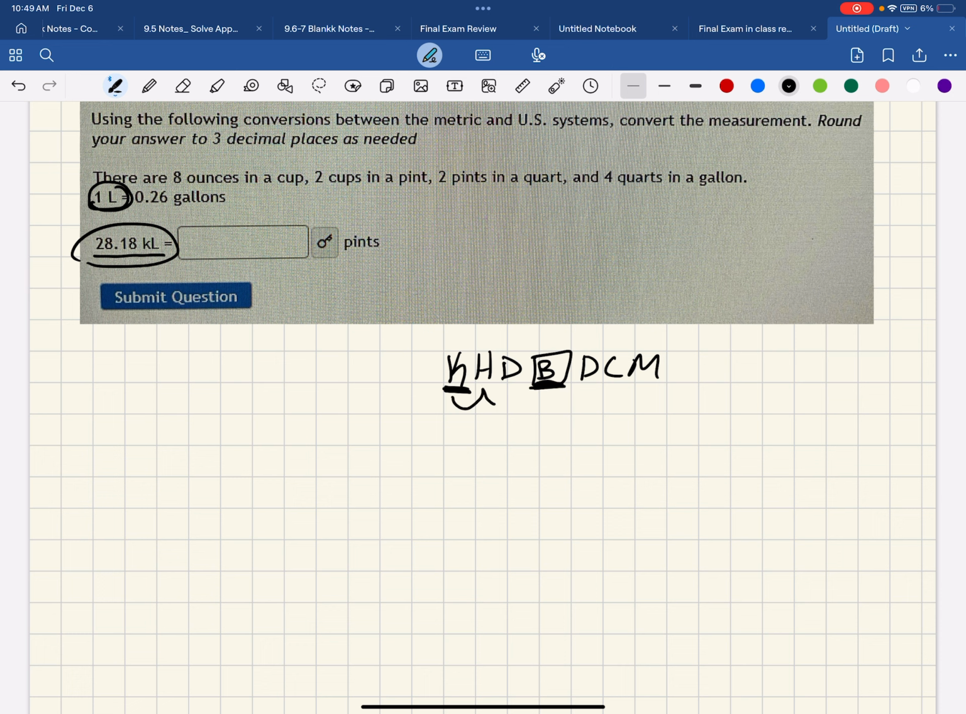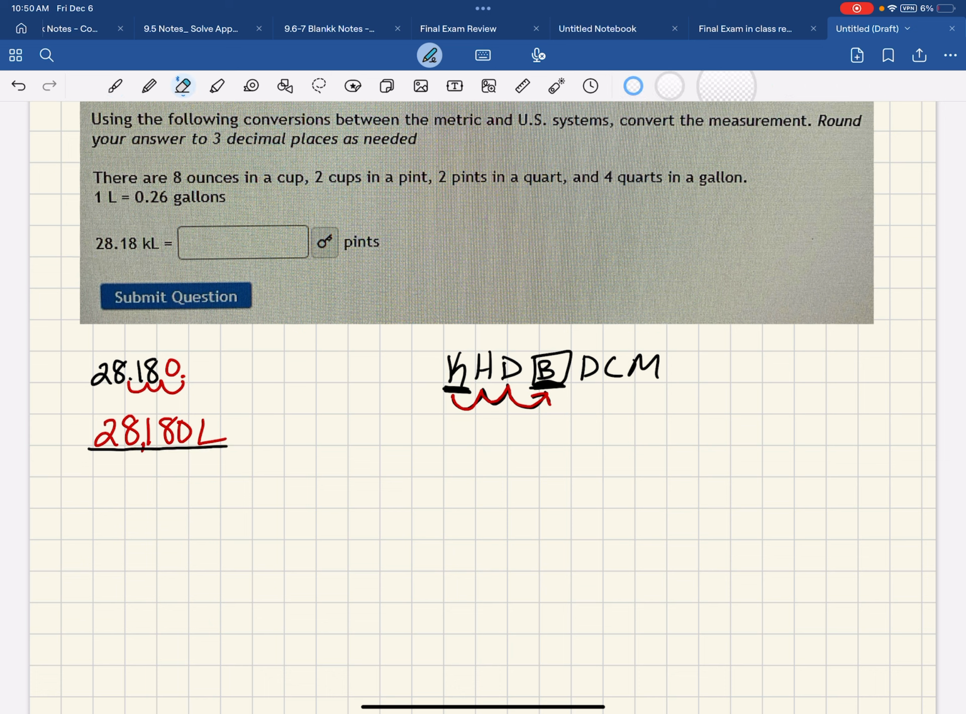So I want to go 1, 2, 3 places to the right, which means that I'm going to take this 28.18 and I'm going to move the decimal the same way I did here, 1, 2, 3 places to the right. That turns this into 28,180 liters. See, 28.18 kiloliters is 28,180 liters. So that's the first conversion that I do, is I need to get it into something that I'm given up here. In this case, it was this.